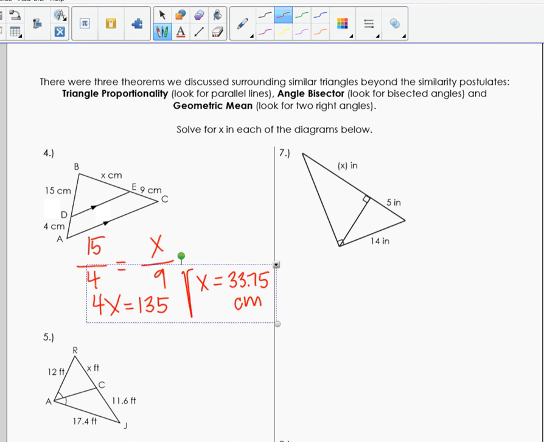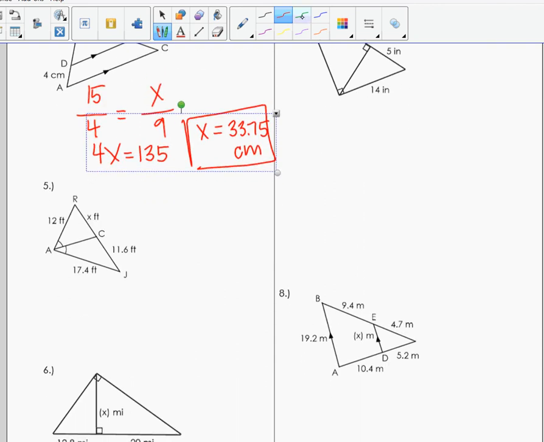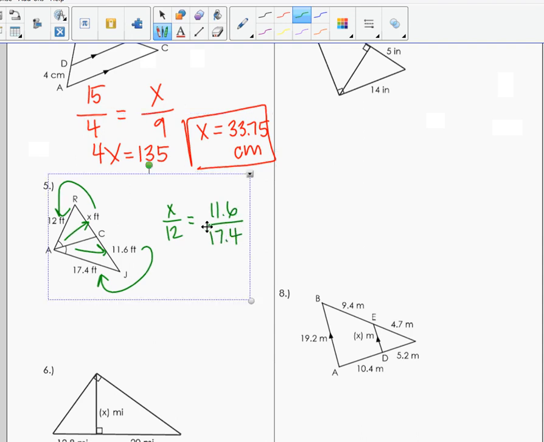centimeters. Okay. For number 5, that is angle bisector because you have these bisected angles. So that's where we said that x over 12 should be the same as 11.6 over 17.4. So x over 12 equals 11.6 over 17.4. Again, we cross multiply. When you cross multiply, you get 17.4x equals, when you multiply those two together, you get 139.